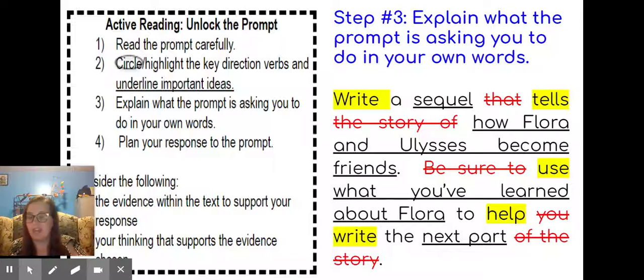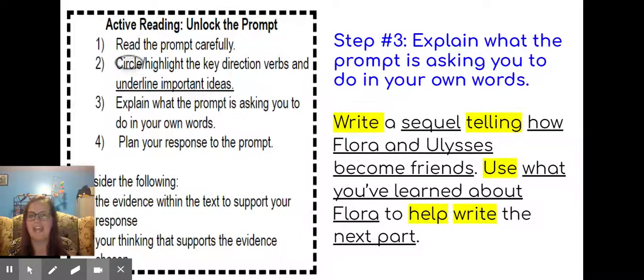When I get rid of my crossed out words, this is what I have left, only using the highlighted and the underlines from step 2. So for step 3, explain what the prompt is asking you to do in your own words. Write a sequel telling how Flora and Ulysses become friends. Use what you've learned about Flora to help write the next part. So after getting rid of a bunch of other stuff, I was able to break down our writing prompt into something that is easier for us to understand. So step 3 is we explain what the prompt is asking us to do in our own words.